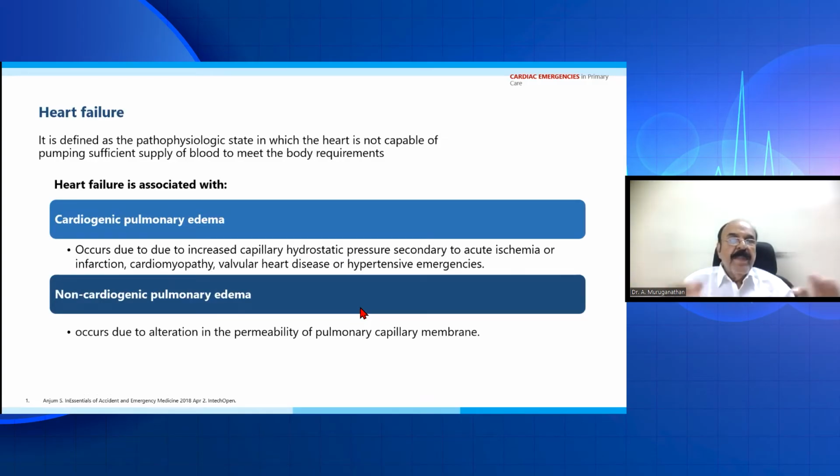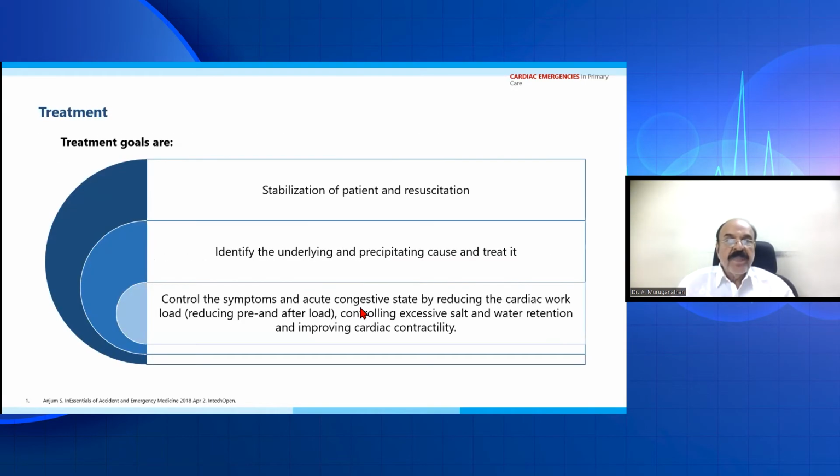It can be associated with cardiogenic pulmonary edema, due to increased capillary hydrostatic pressure secondary to acute ischemia or infarction, cardiomyopathy, valvular heart disease, hypertensive emergencies. In these situations, you get pulmonary edema. And non-cardiogenic pulmonary edema occurs due to alteration in the permeability of the pulmonary capillary membrane.